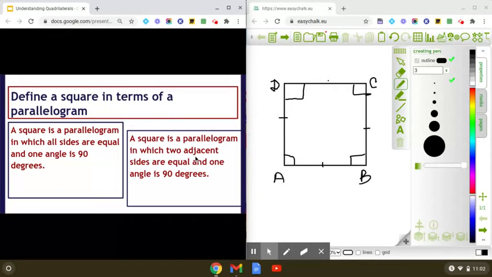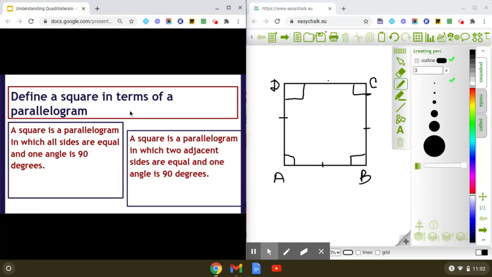Now we are going to understand how to define a square in terms of a parallelogram. Now if I say parallelogram, that means it is basically satisfying the properties of a parallelogram. So you know that in a parallelogram both pairs of opposite sides are parallel to each other, and both pairs of opposite sides are equal to each other, right? So we will be using that concept for defining the quadrilateral, which is a square.